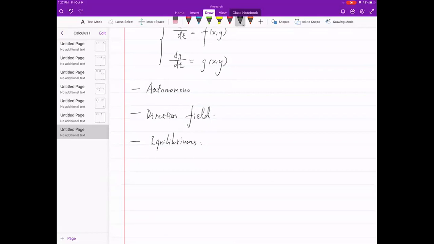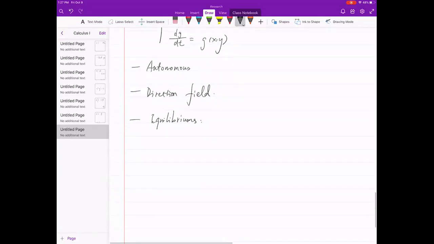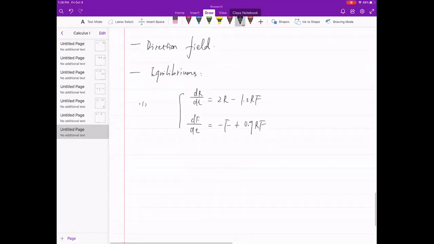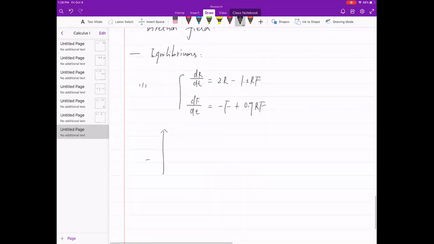And then we tried it on 3 different examples. The first one is predator and prey. We start with an example. We try to calculate the equilibrium and everything. So basically, the direction field, we can code it, and the solution curve looks like something like this. We have equilibrium here. We have equilibrium here. That's case 1.